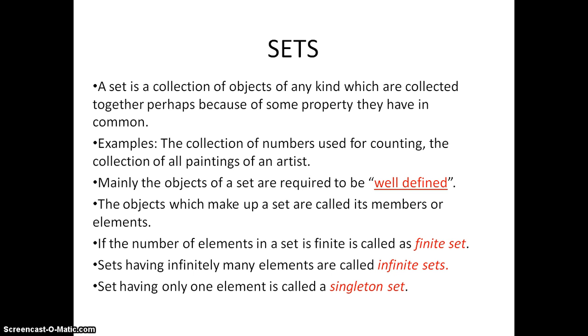And next, the objects which make up a set are called the members or elements. If the number of elements in a set is finite, then it is called a finite set. Sets having infinitely many elements are called infinite sets, and sets having only one single element are called singleton sets.